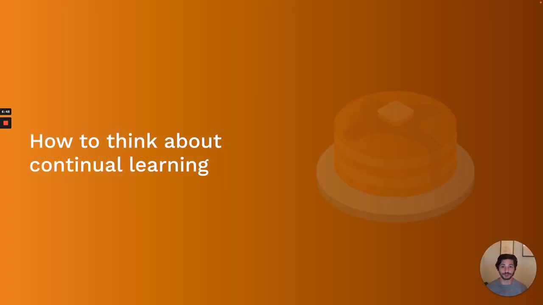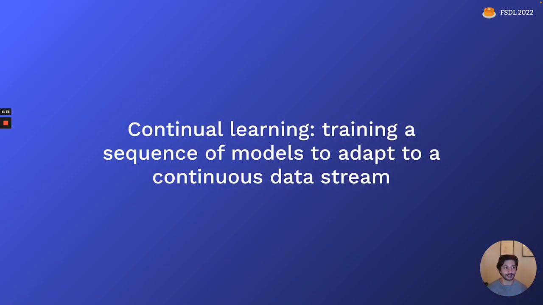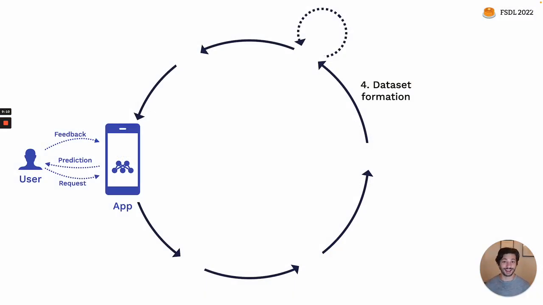So first, I want to give an opinionated take on how I think you should think about continual learning. I'll define continual learning as training a sequence of models that is able to adapt to a continuous stream of data that's coming in production. You can think about continual learning as an outer loop on your training process. On one end of the loop is your application, which consists of a model as well as some other code. Users interact with that application by submitting requests, getting predictions back, and then submitting feedback about how well the model did at providing that prediction.